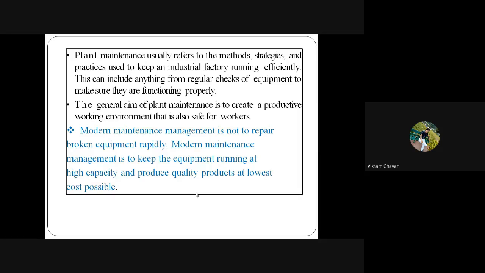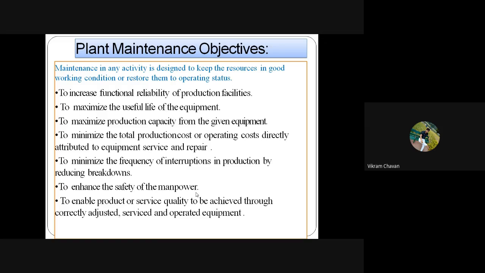Okay, so that we have discussed. Then we have discussed the plant maintenance objectives. The main objective of plant maintenance is to provide good facilities for the production purpose to run the plant, and the workers or the supervisors, or we can say the production manager, should have reliability on those particular facilities. That is the main objective of plant maintenance.